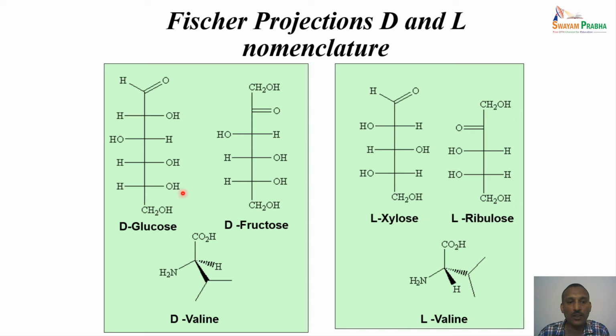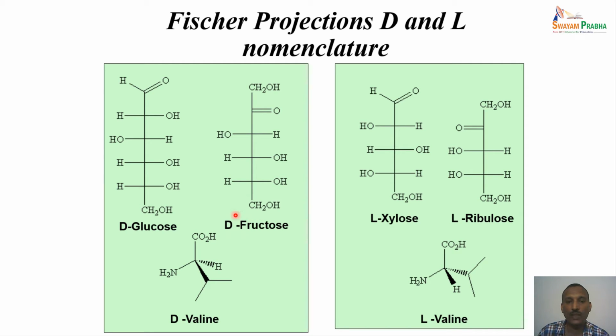So in this particular case, the hydroxyl group is on the right hand side, so this belongs to the D isomer, and the representation of the hydroxyl group in this particular molecule is glucose. So this isomer is the D isomer. Like that we can easily deduce the structure.